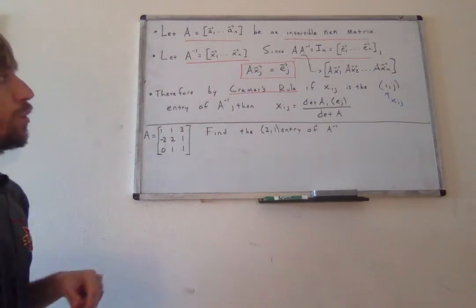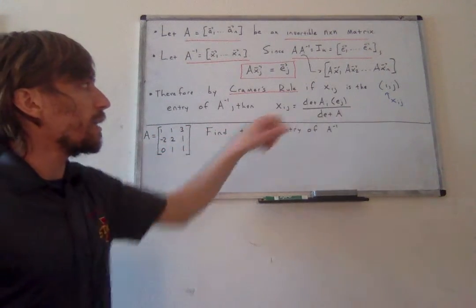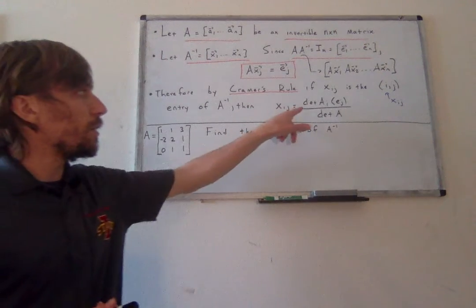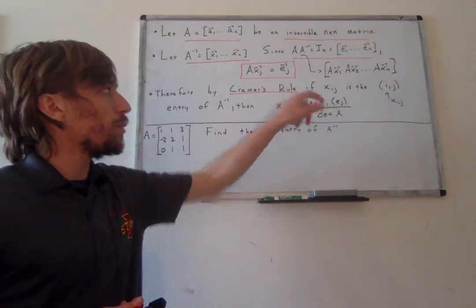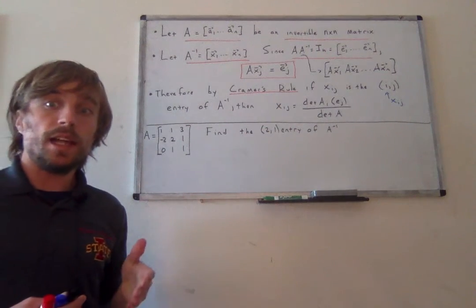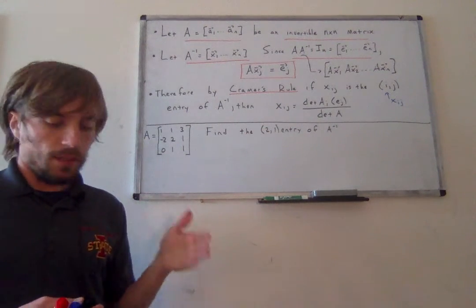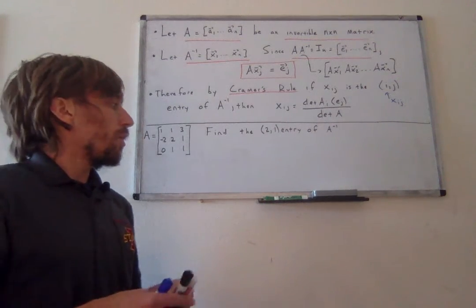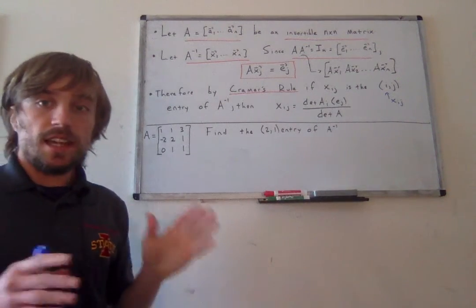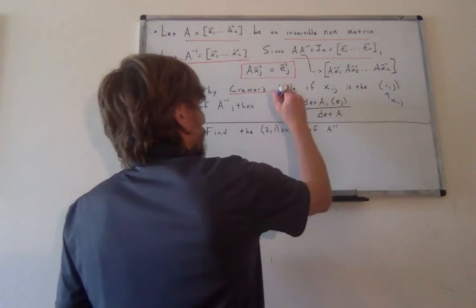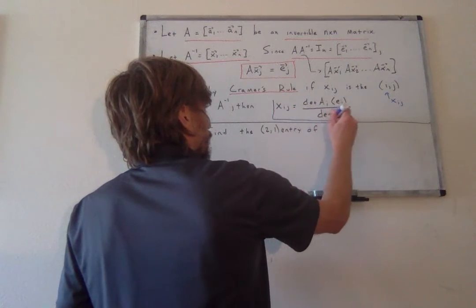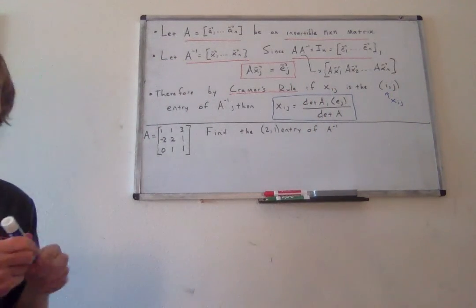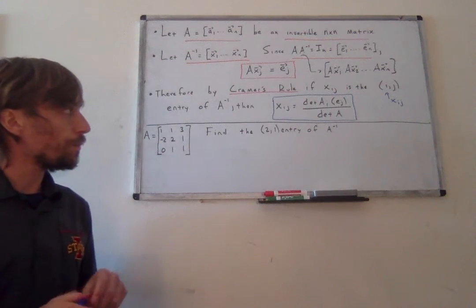And so by Cramer's rule, we know what x sub ij is equal to. It's just the determinant of the matrix where I replace column i in A by the vector e sub j, divided by the determinant of A. So that was a lot of indices i and j. Keeping track of these is maybe the hardest part of this application. For me at least, it's the most confusing part.